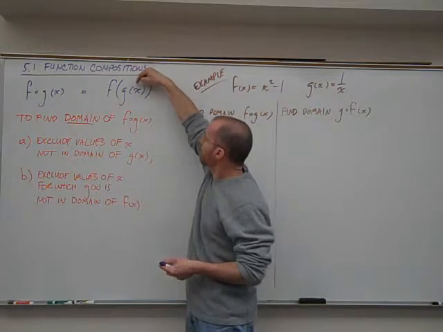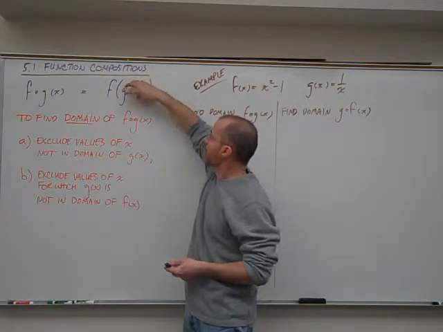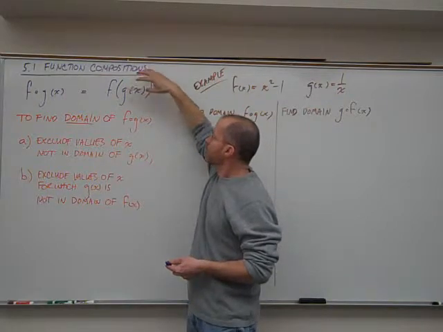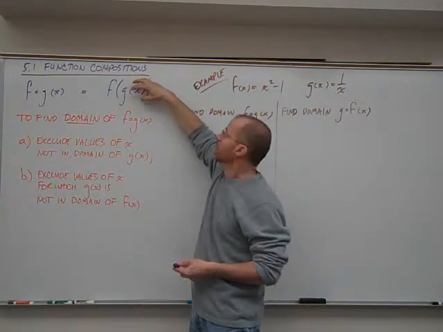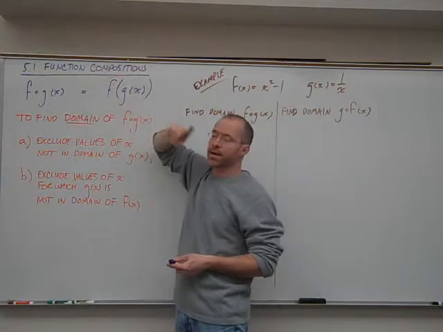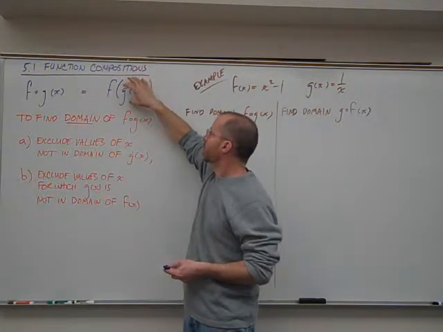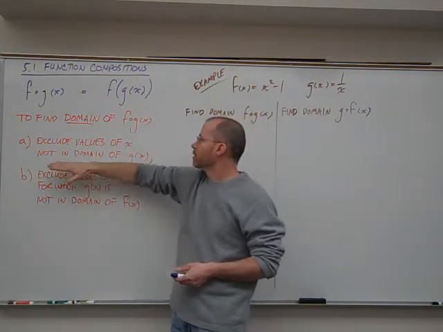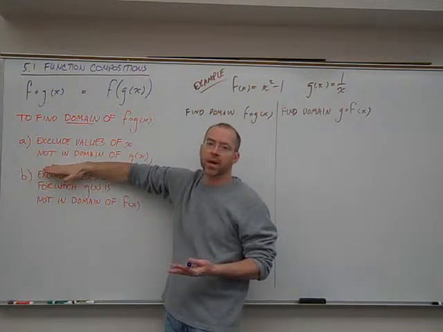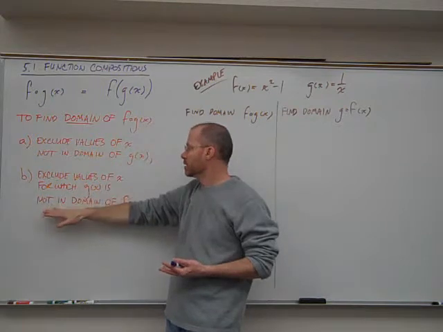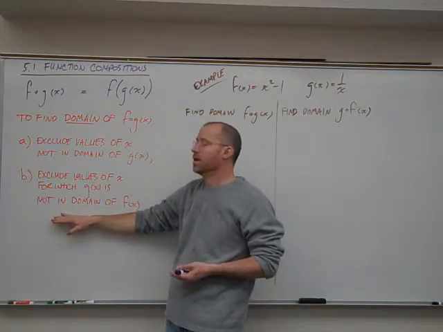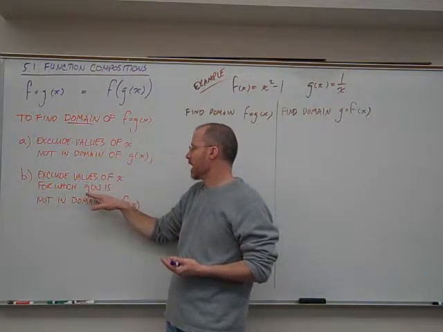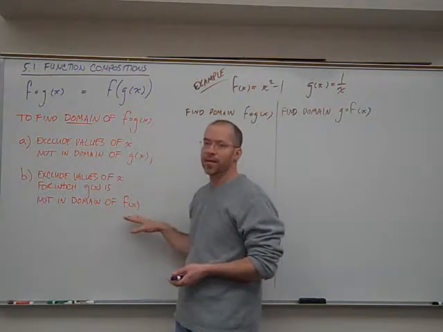But then, after the input goes into g of x, g processes the input, and the result, the g of x, has to go through f. So g of x, the output from g, has to be in the domain of f for this to work. So first you exclude the values of x that are not in the domain of g, and then, here's the kind of tricky one to say, you exclude the values of x for which g of x is not in the domain of f of x.